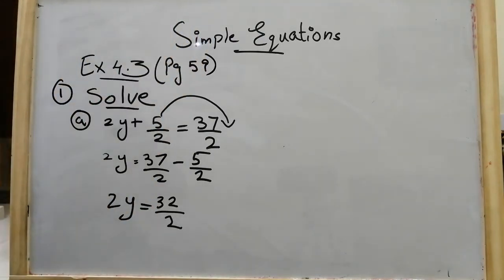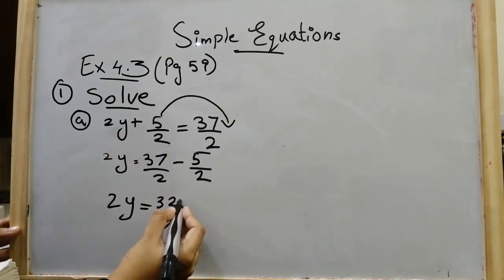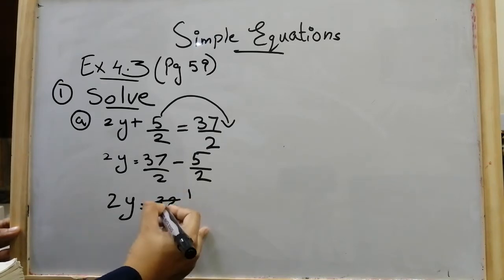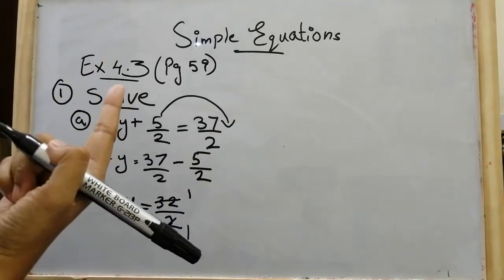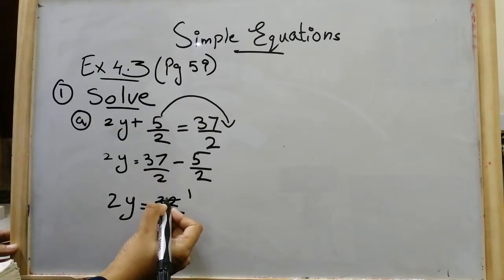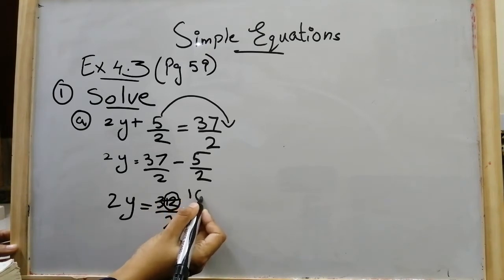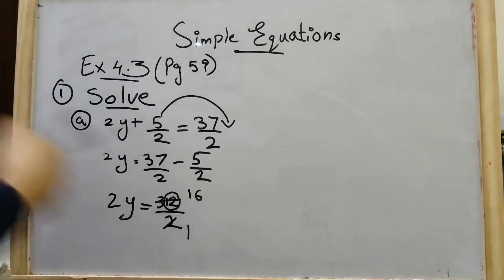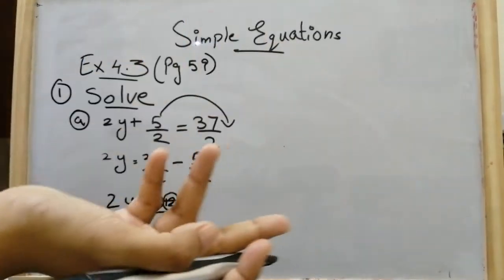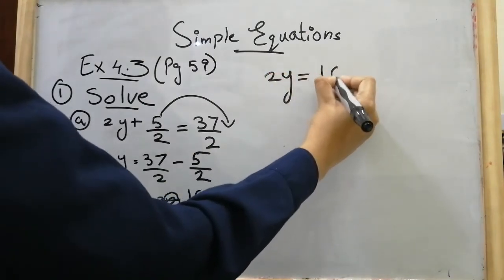Now how to do this? Here we can divide 32 by 2. What is 32 by 2? 2 ones are 2 and here 2 ones are 2. But here it is 3. So we need 1, right? To make 2 to 3 we need 1, which I'll be giving to this 2. It becomes 12 and 2 6s are 12, right? So 2 16s are 32. We already know that, but if you do not know, you can do it this way or you can also divide, okay? So we got 2y is equal to 16.